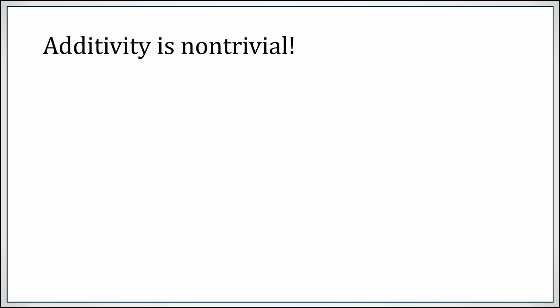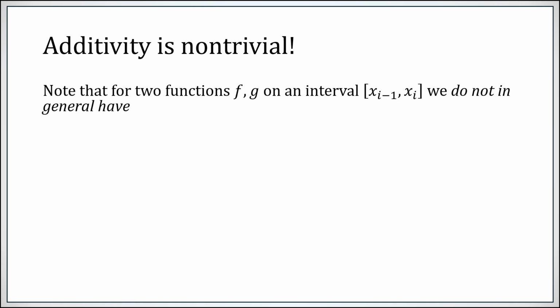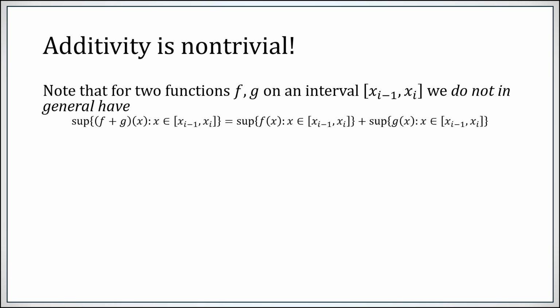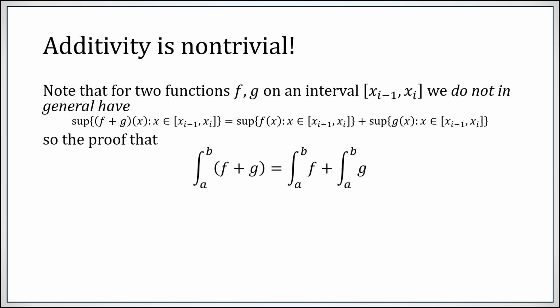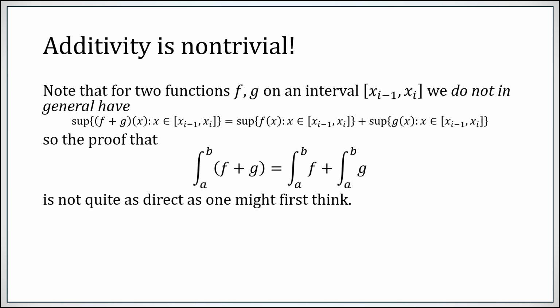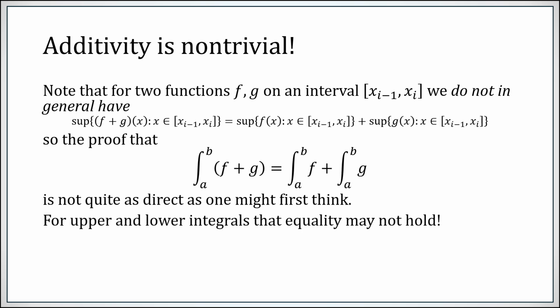Now, additivity is not a trivial result. For two functions f and g, on any particular interval of a particular partition, in general, you do not have that the supremum of f plus g is equal to the supremum of f plus the supremum of g. So the proof that the integral distributes, so to speak, across a sum of two functions is not quite as direct as you might first think. Upper and lower integrals, the equality might not hold. The upper integral of f plus g might not in fact be equal to the upper integral of f plus the upper integral of g.